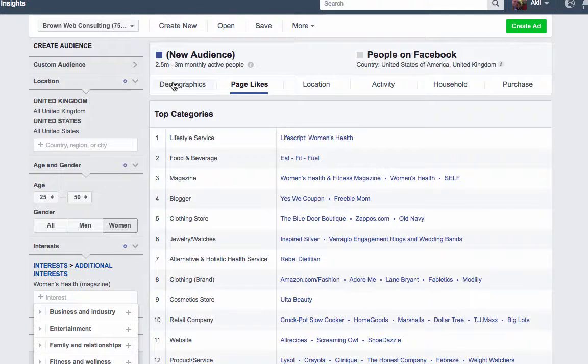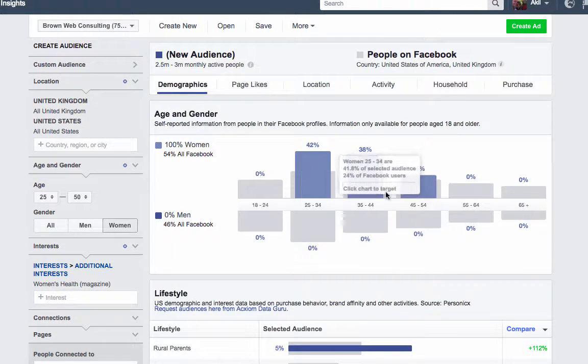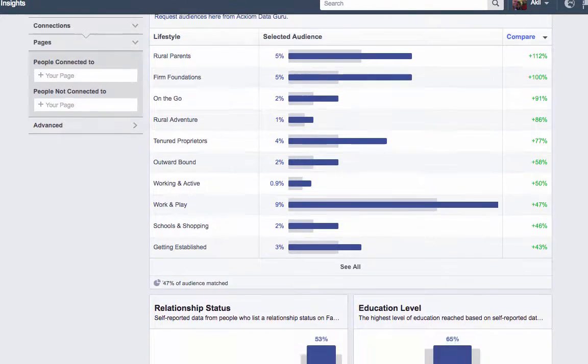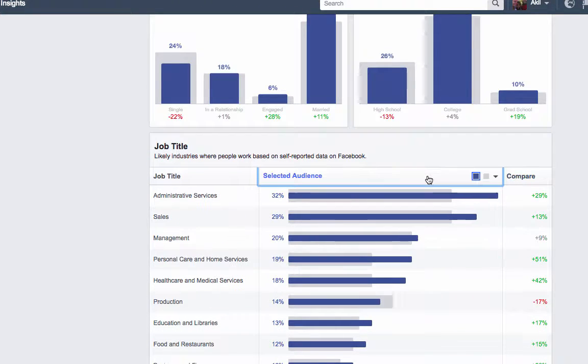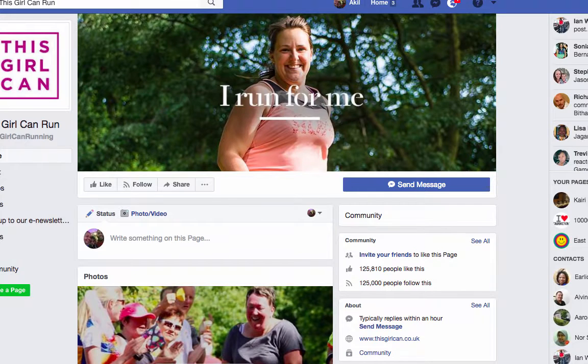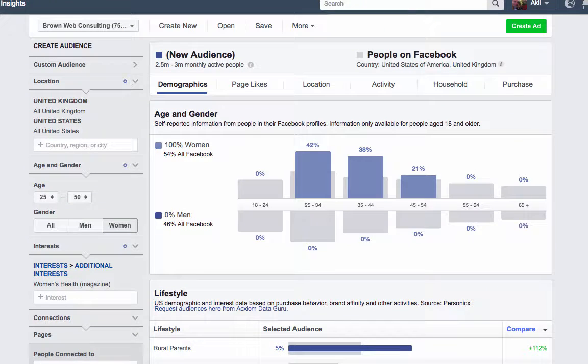So if we go back and check the demographics again, you can see the majority of your audience will be between 25 and 44. That's about 60% right there. No, sorry, about 80% or 79%. And you can see they're college educated, married 53%, and they're administrative, sales, and management. So they have a little extra disposable income to afford your product, hopefully.